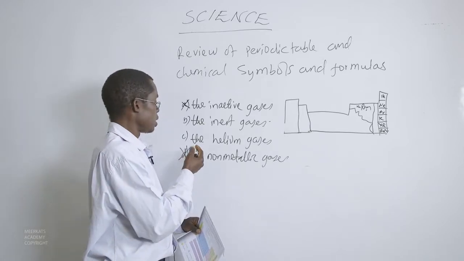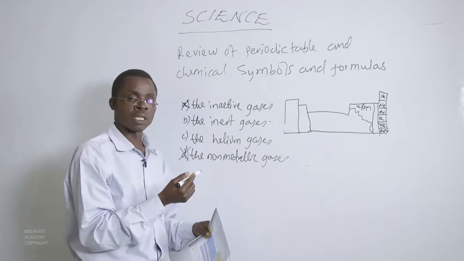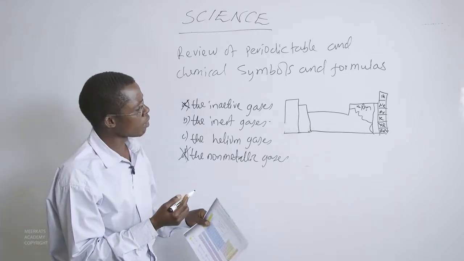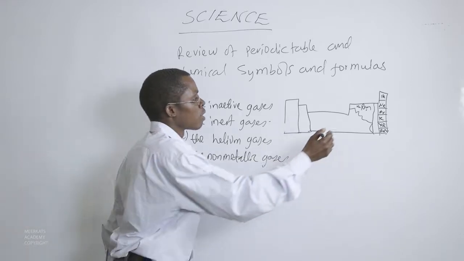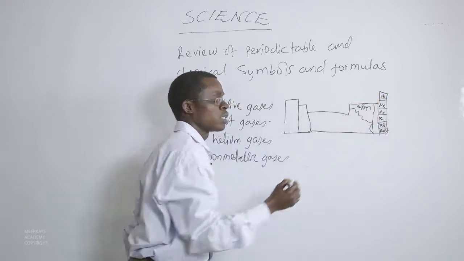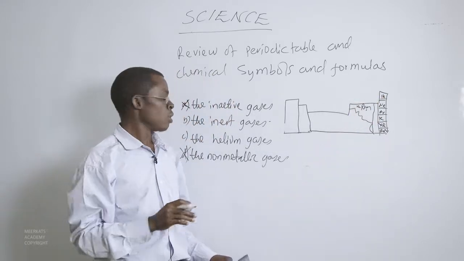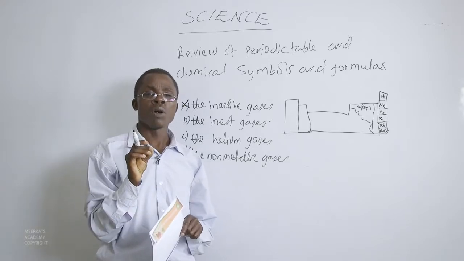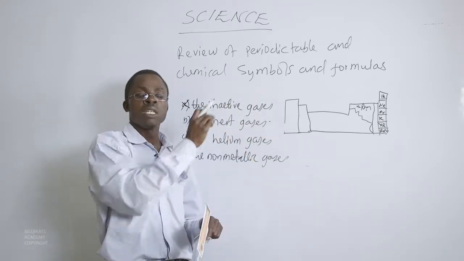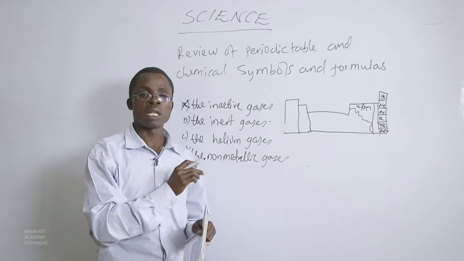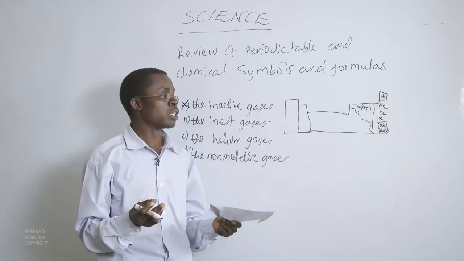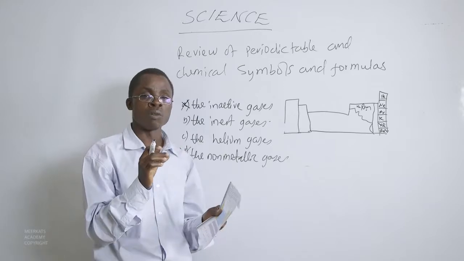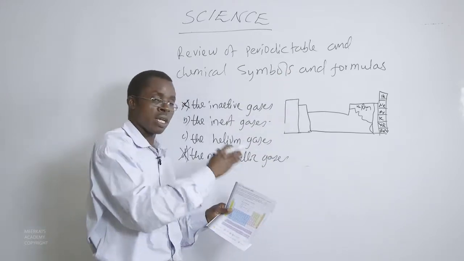Response C is the helium gases. If you look at the elements there, you can see the first element here is helium. So response C has only picked out one of the many that have been listed, and that cannot be a representative. It is not asking for a representative.